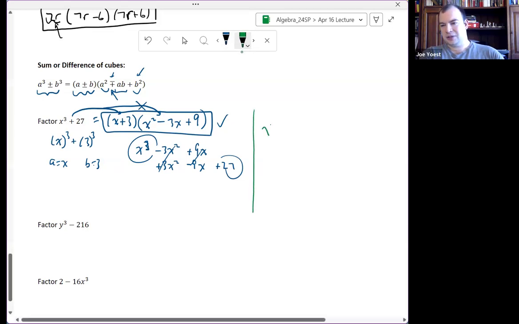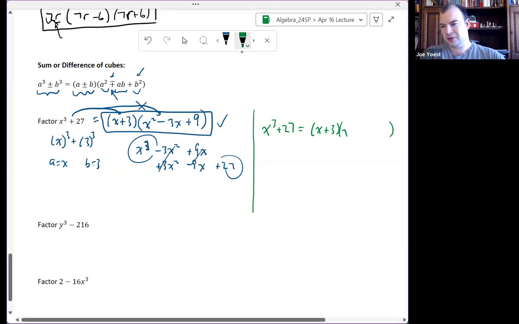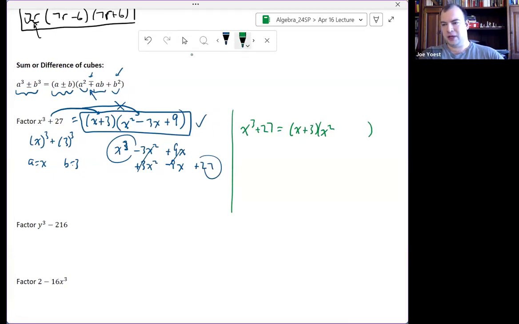Well, I would say x cubed plus 27. I know that's got to be like x plus 3 times something. I know that I've got to have something that gives me an x cubed when I distribute, so this has got to be an x squared, obviously, so that when x hits x squared, that's where I get my x cubed from.